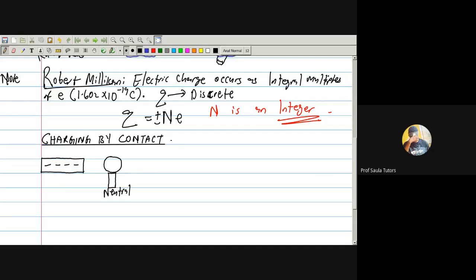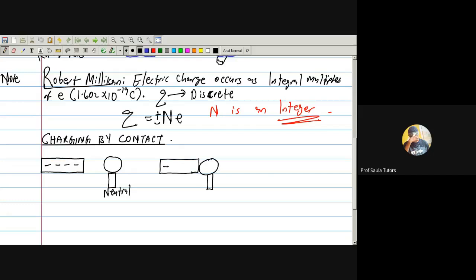Now, pay attention. If I bring this negatively charged metallic object close to this neutral sphere, remember, we are looking at charging by contact. It means that these two objects will touch each other. They are going to be in touch with each other.